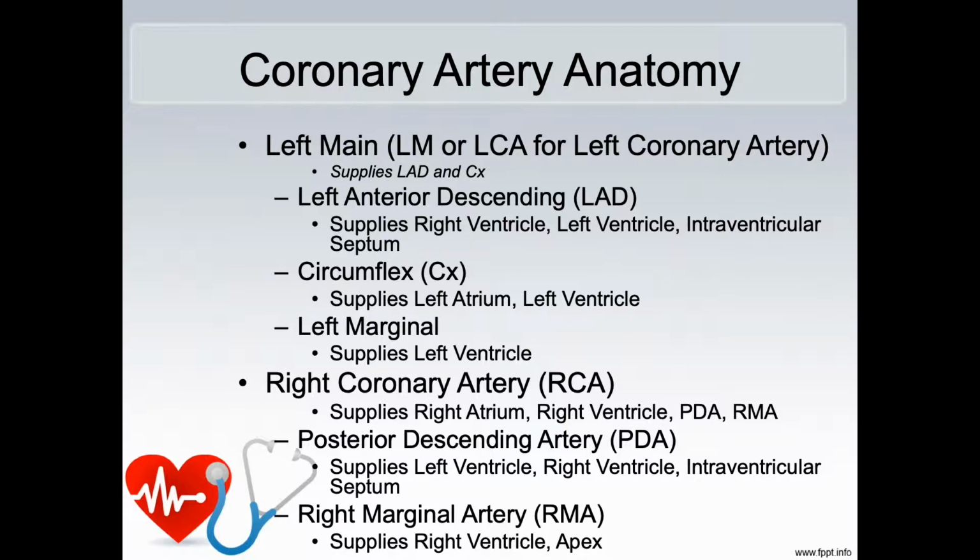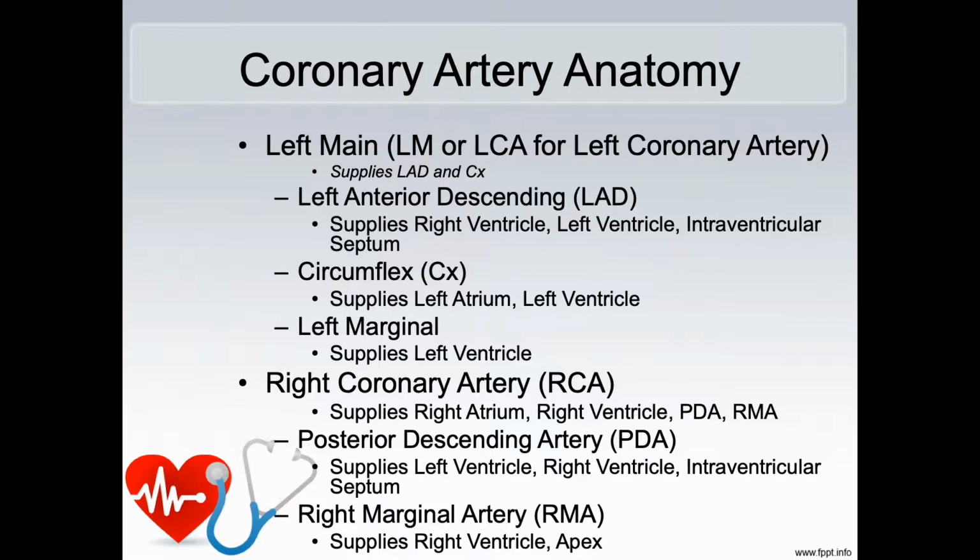The circumflex, sometimes known as the left circumflex, supplies the left atrium and the left ventricle, where the left marginal supplies the rest of the left ventricle. The right coronary artery, or the RCA, supplies the right atrium, the right ventricle, the PDA, and the RMA. The PDA is the posterior descending artery. This supplies parts of the left ventricle, the right ventricle, and the intraventricular septum, while the right marginal artery, or RMA, supplies the rest of the right ventricle and the apex of the heart.